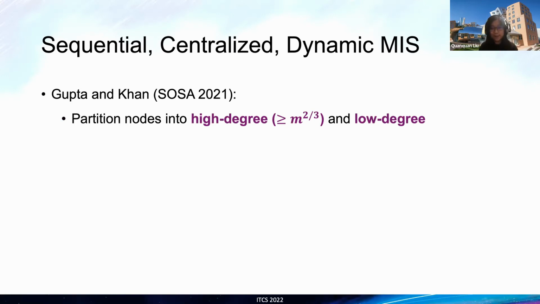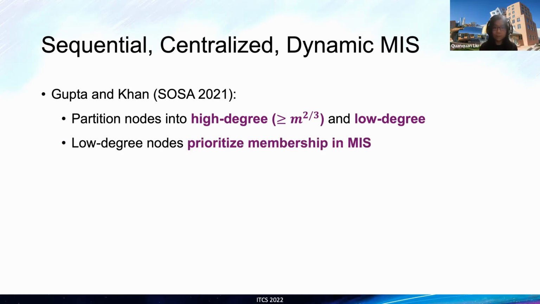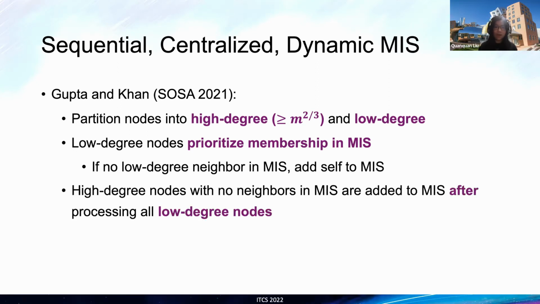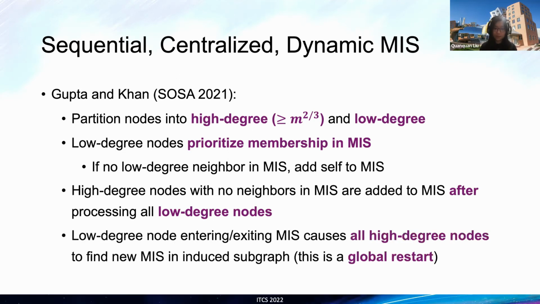Their algorithm partitions the nodes into high degree and low degree nodes, where the cutoff for this partition is at m to the 2/3. MIS membership priority is given to low degree nodes, so the nodes with degree less than m to the 2/3. This means that a low degree node will add itself to the MIS if it has no other low degree neighbors in the MIS. High degree nodes are only added to the MIS after processing the low degree nodes, and they are added if they have no neighbors in the MIS. Low degree nodes, which enter or exit the MIS, can cause many high degree nodes to either enter or leave the MIS. Gupta and Khan handle this by performing a global restart after every edge update, which finds a new MIS among all high degree nodes in the graph.